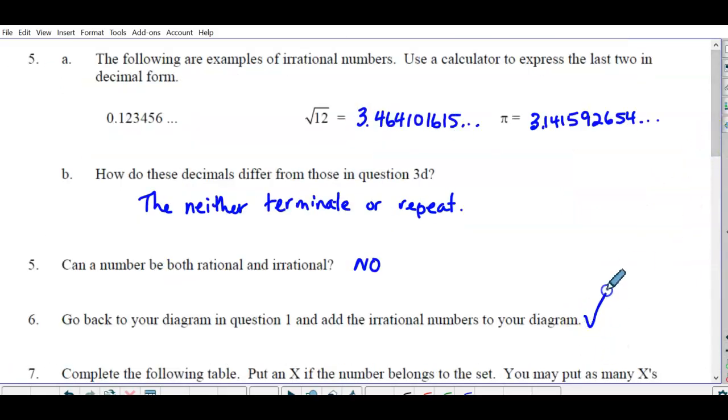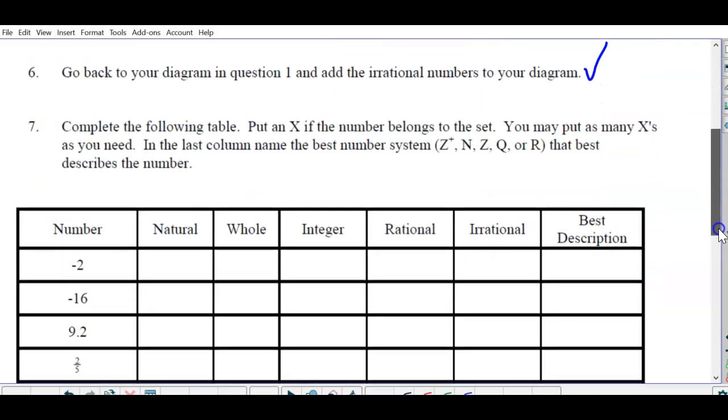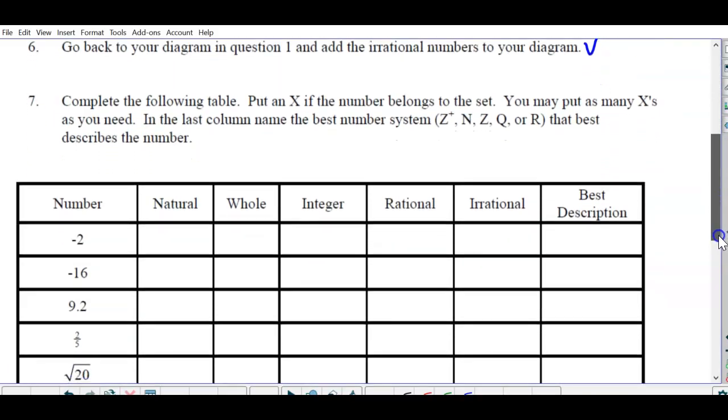So we've done this. And then it says complete the following table. Put an X if the number belongs to the set. You may put as many X's as you need. In the last column, name the best number system. Often on a test, that's what we'll ask you. Basically, it's the most specific, so the innermost number set on that diagram that best describes it.